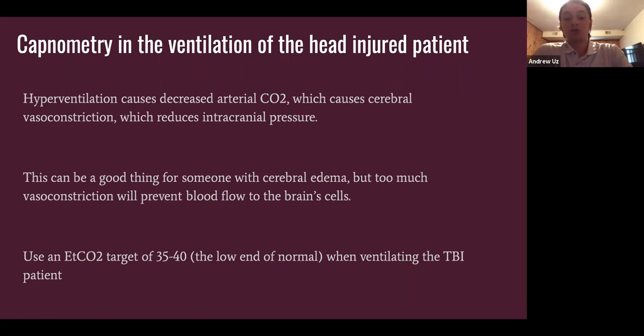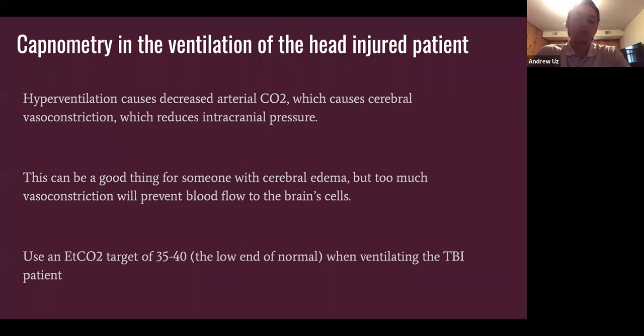as good as it is to reduce that swelling, we're also reducing the blood flow to the brain. So it's a good thing and a bad thing. We have to be very careful doing this. And the best way to do that is to use an end-tidal CO2 target. We're just going to target the low end of normal. So we're going to 35 to 40 instead of 35 to 45.